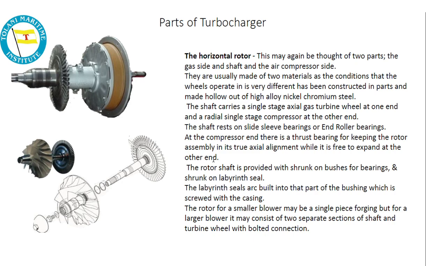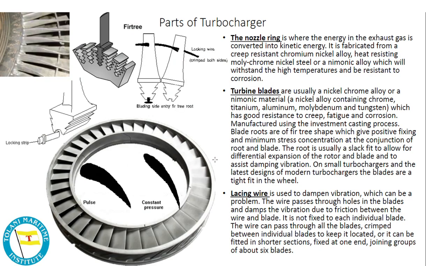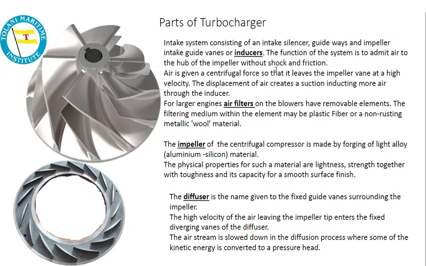Now you see here, in parts of the turbocharger, all those things. This is the locking strip, you see here in the diagram. Now the fir tree arrangement, blading side entry fir tree root. This is the pulse, this is the constant pressure. This is the difference between the geometry of the pulse type and the constant pressure type. Now we'll study the function of each type.